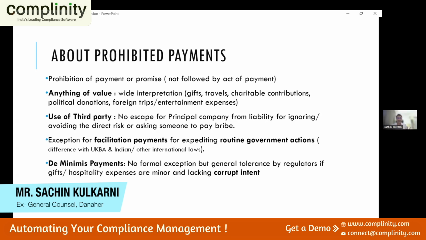Now, there are two exceptions here. Facilitation payments is for doing the routine government actions. Now, this is a concept which is different than the US law, compared to the Indian law, where if a government officer is supposed to do something in the routine course of their business, in order to expedite that, certain amount of facilitation payments is permissible under that law. That exception is clearly laid down in the law.